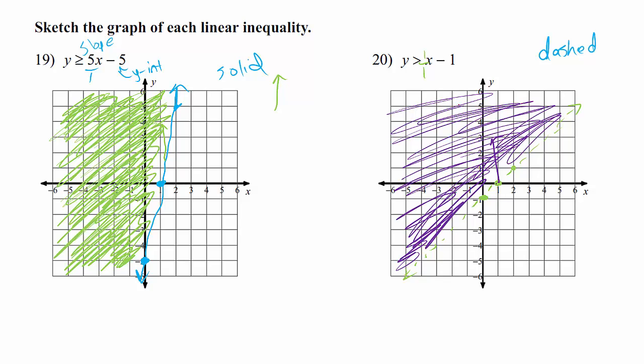Make sure that when you're shading that it's still obvious that your line is either solid or dashed. Like if you shade right up to the line really darkly, it might be hard for your teacher to tell, and that would be sad for them.